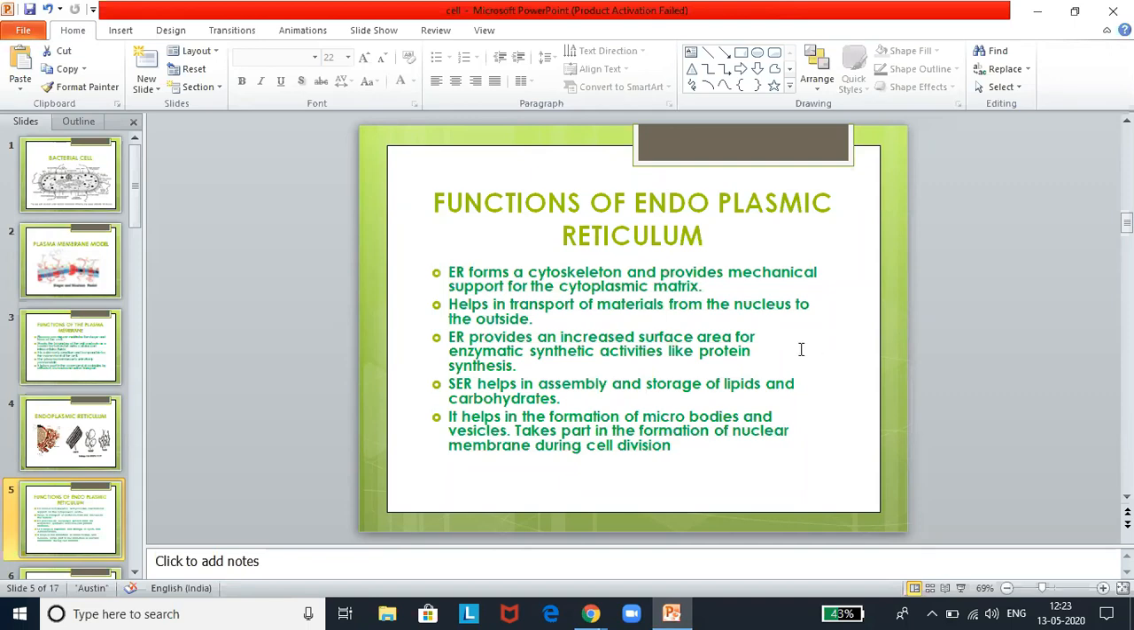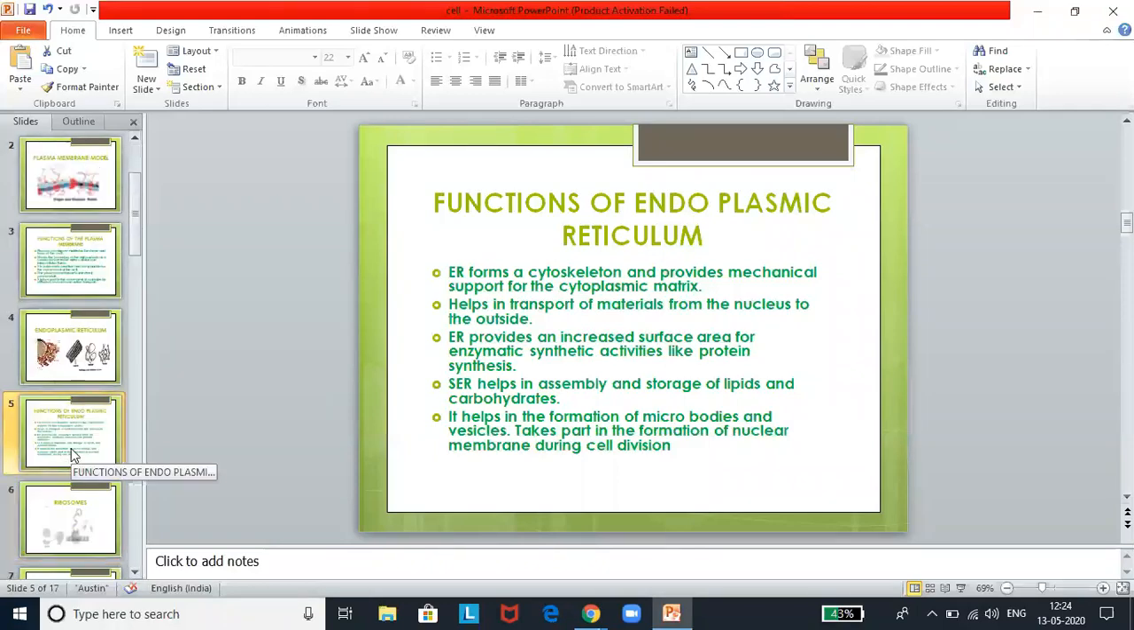Now, smooth endoplasmic reticulum helps in the assemblage and storage of lipids and carbohydrates. Rough endoplasmic reticulum takes an active part in protein synthesis. It helps in the formation of microbodies and vesicles. It also helps in the formation of nuclear membrane during cell division. So these points are very, very important for endoplasmic reticulum functions, because they may put some of the functions and ask you to identify the functions of the endoplasmic reticulum.